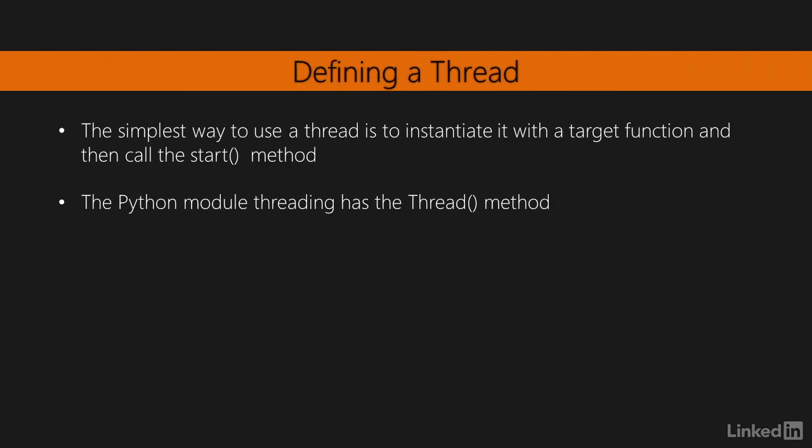Now let's define a thread. The simplest way to use a thread is to instantiate it with a target function and then call the start() method to let it begin its work. The Python module threading has the Thread() method that is used to run processes and functions in a different thread.